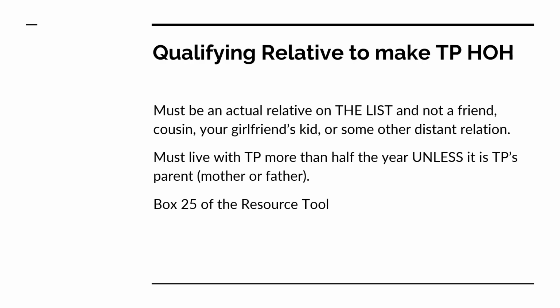The one benefit that is not in box 24 but is in box 25 is being head of household or qualifying surviving spouse. And for that, you have to have provided more than half the cost of upkeep of the home. And in addition, the person has to actually be a relative on that list and has to have lived with the taxpayer for more than half the year, unless it's the taxpayer's parent.